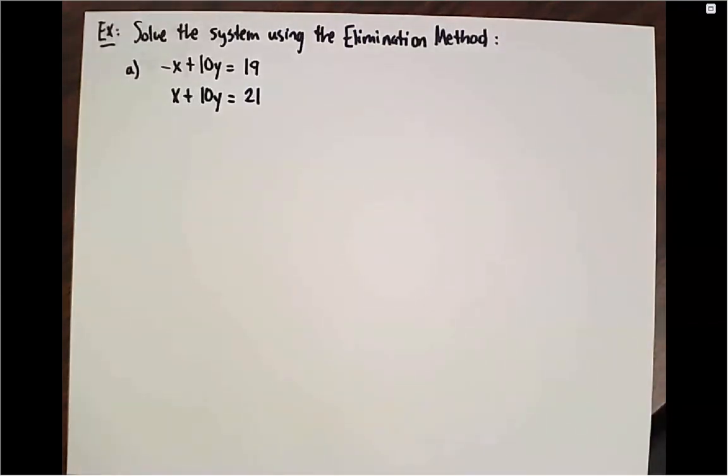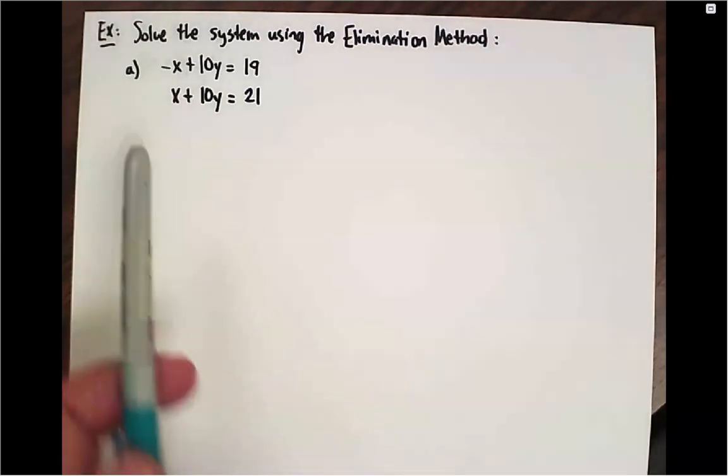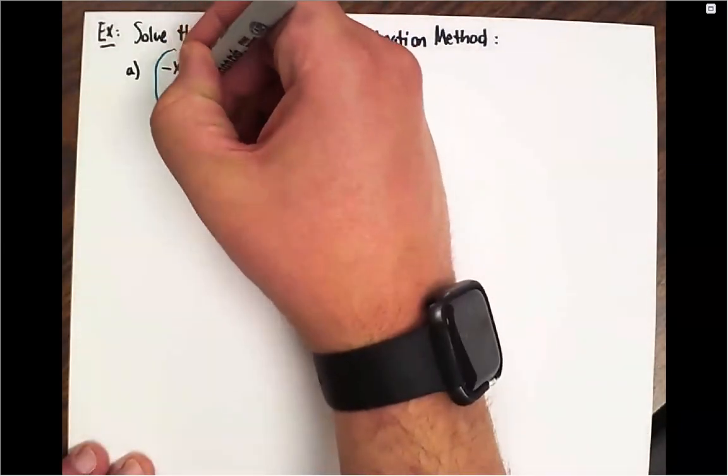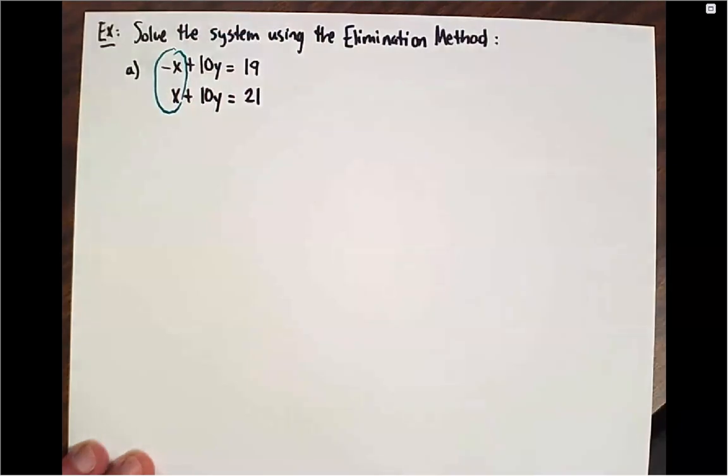So let's solve the system of equations using the elimination method. I've got negative x plus 10y equals 19 and x plus 10y equals 21. So I want to pick a variable to eliminate. I look at these two equations. Does either one of those variables, when I add them up, already equal 0? What do I get when I add negative x and positive x? Isn't that 0? So that's the variable I'm going to eliminate.